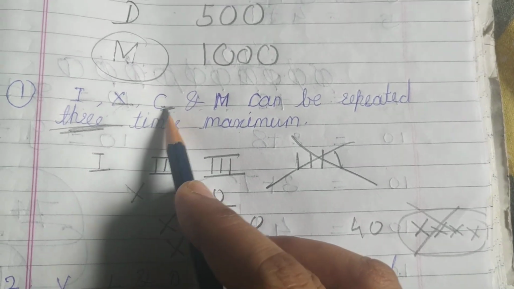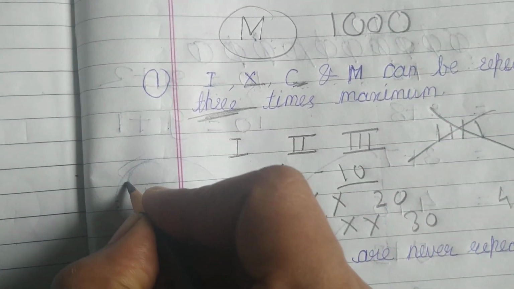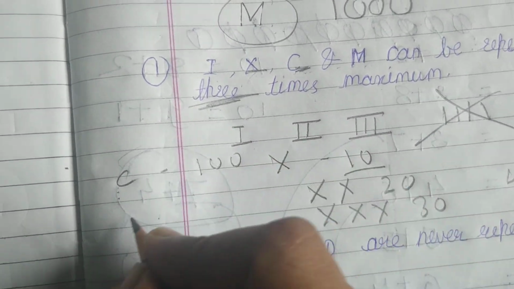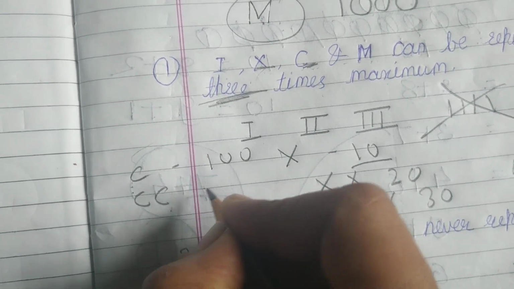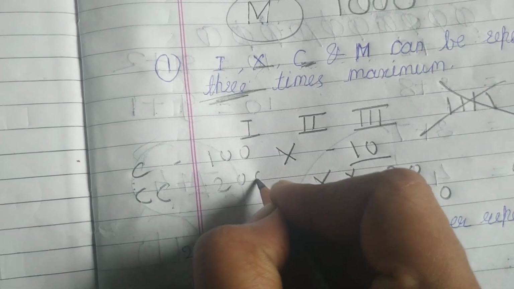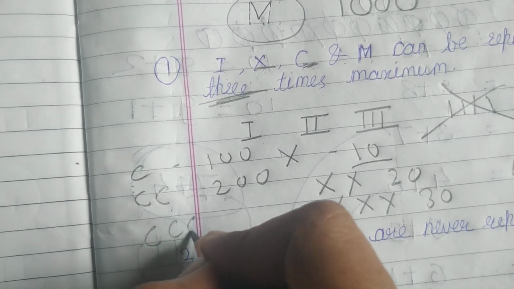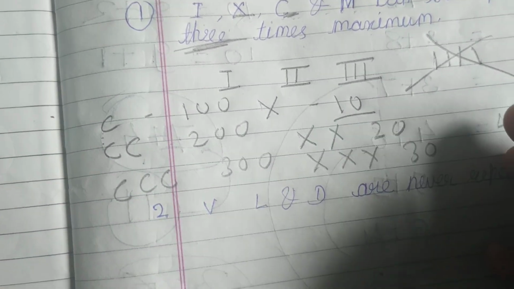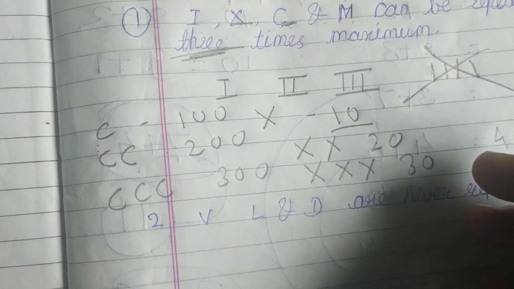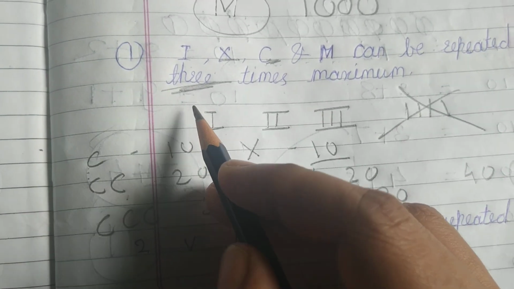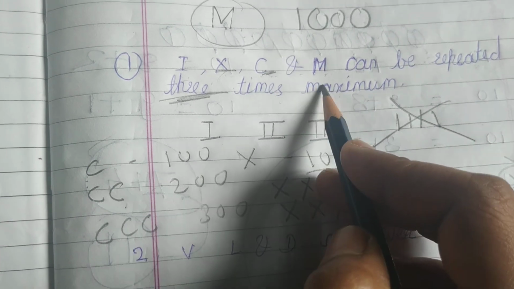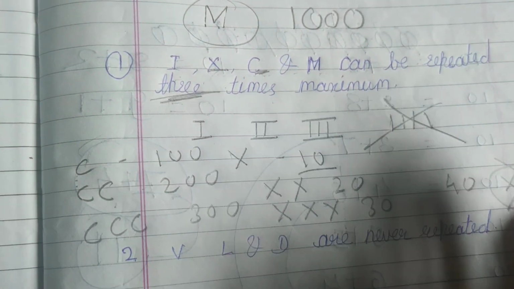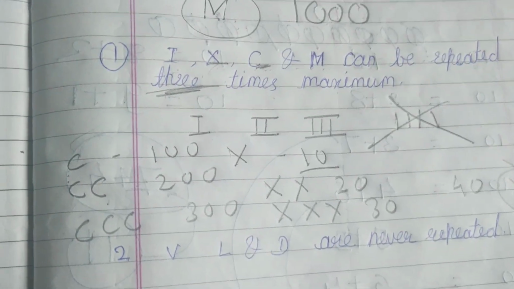This stands for the 100. C, that means what? 100. If I write double C, that means 200. If I write triple C, that means 300. But I cannot write 4 times C for the 400. Can I? No. Why? Because this rule says I, X, C, M can be repeated 3 times maximum. Got it?